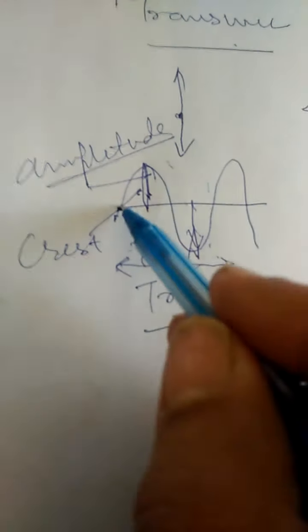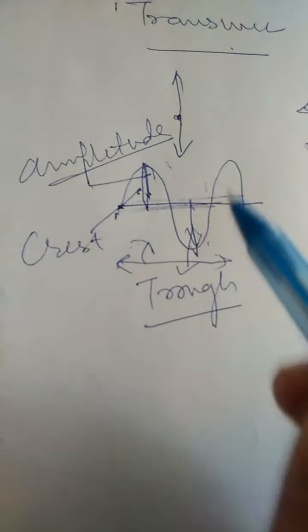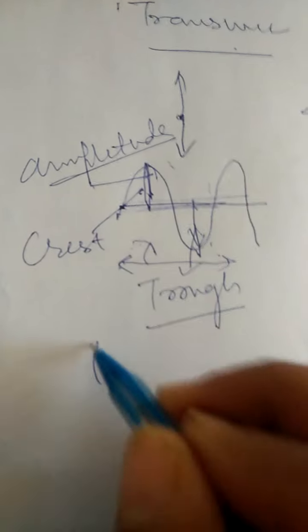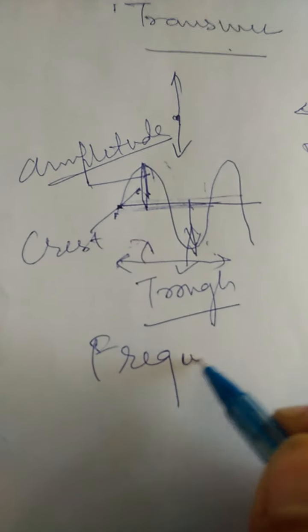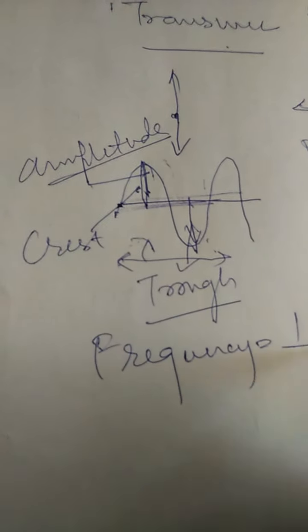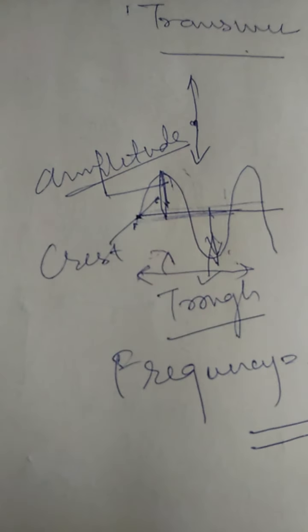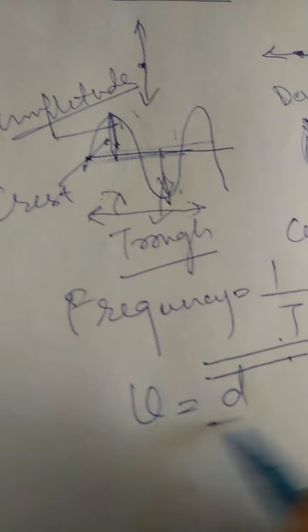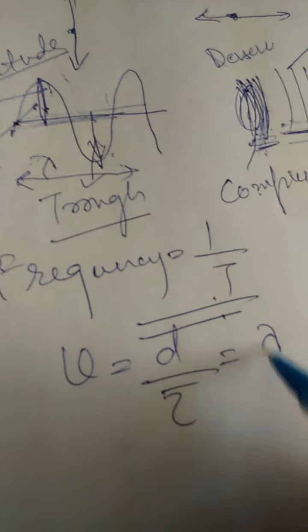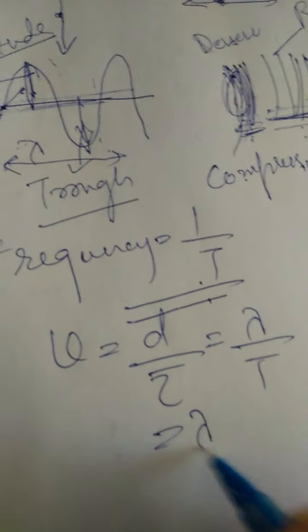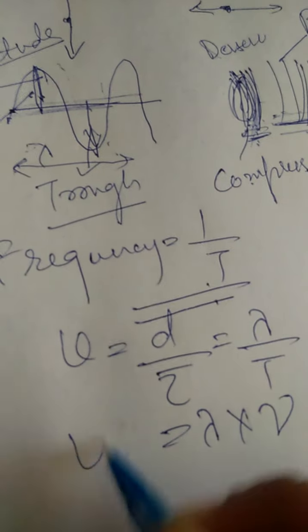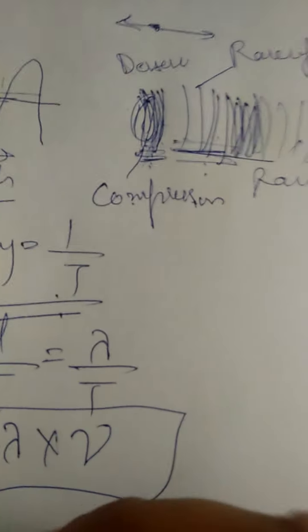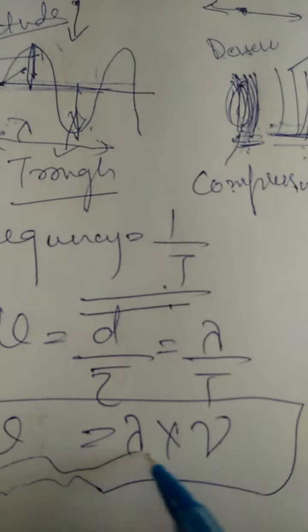Then how many cycles are repeated in 1 second is called the frequency. So frequency is defined as 1 upon time period, that is, how many waves are there per second. We know that velocity is equal to distance upon time. So distance is lambda, and lambda upon time, or lambda into frequency, is equal to velocity. So this is how we can correlate them.